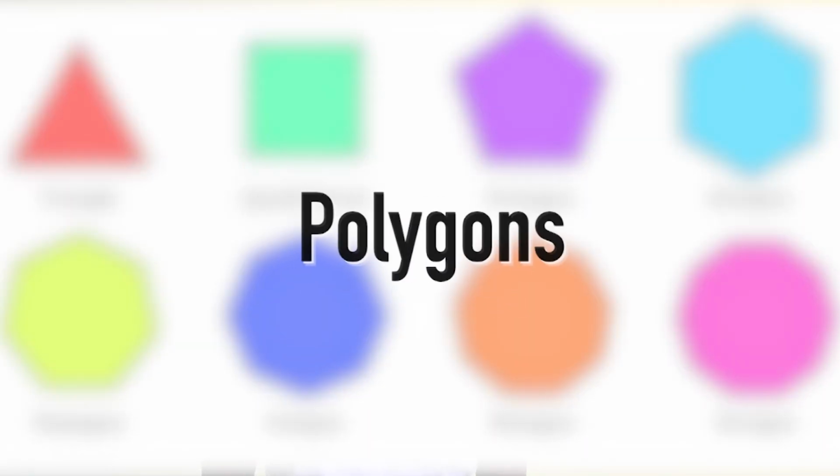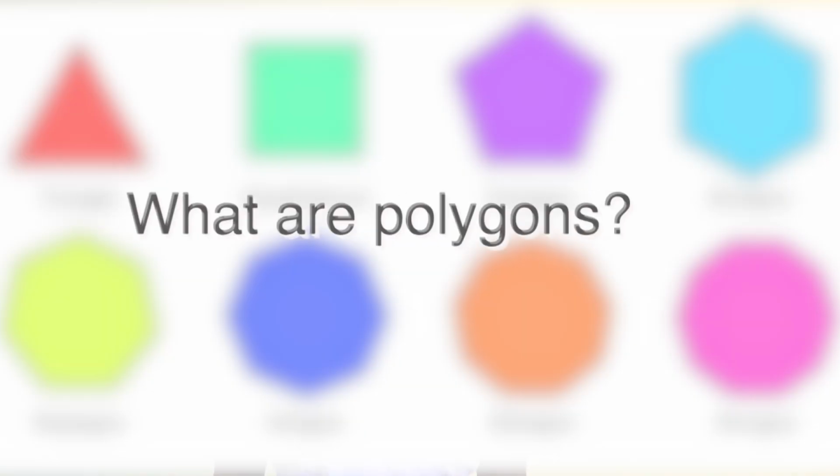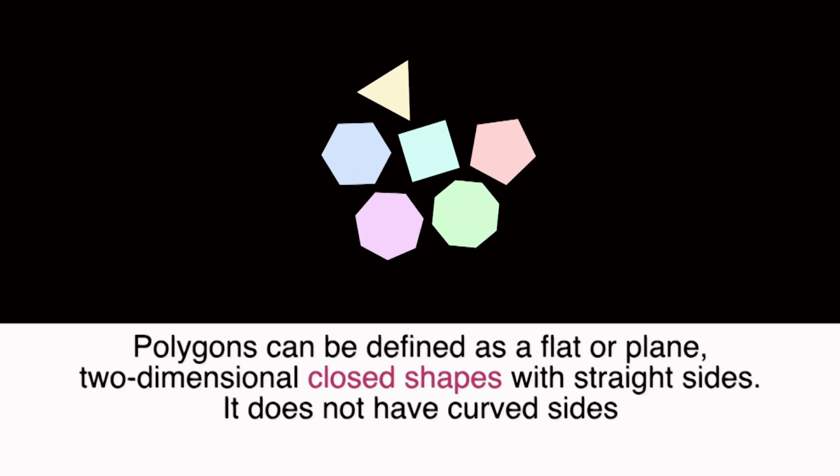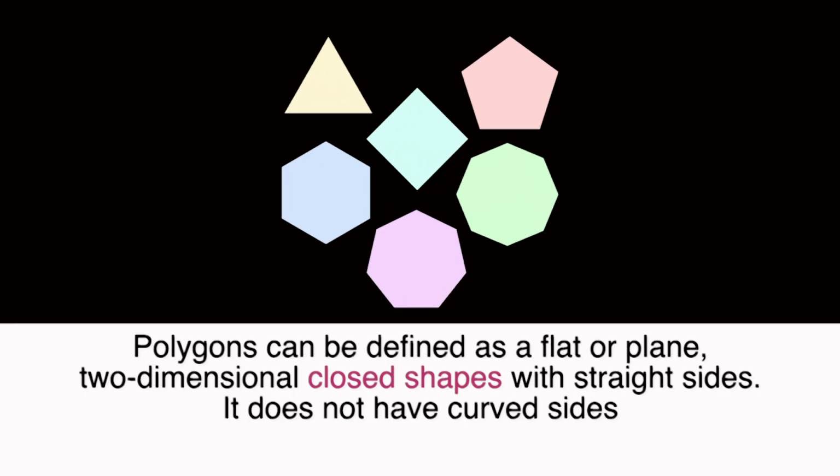Our lesson today will be focused on polygons. What are polygons? Do you remember? Great. Polygons are flat or plain two-dimensional closed shapes with straight lines. And remember, polygons do not have curved sides.